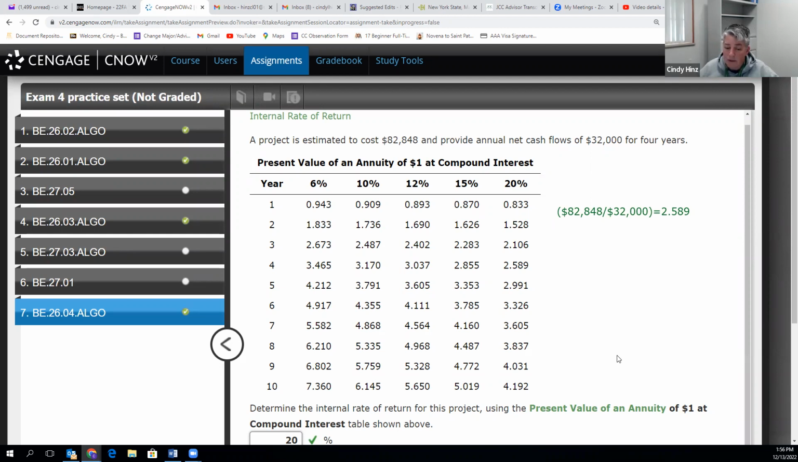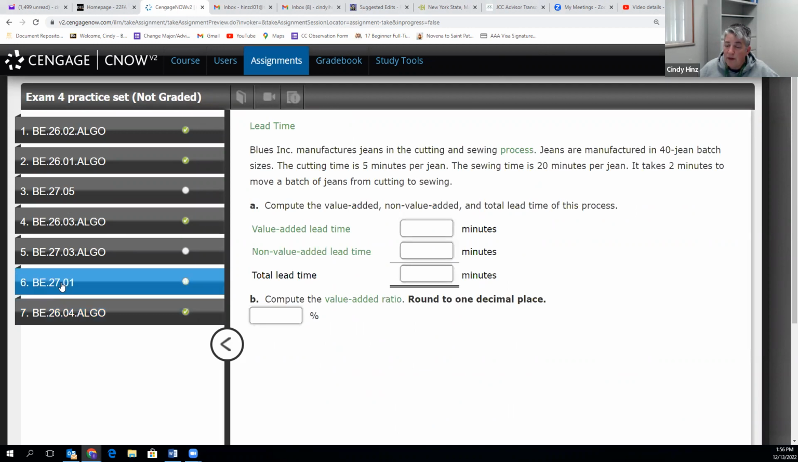We just have a couple exercises related to chapter 27 on lean manufacturing. So let's do these in order, as long as we're jumping around anyway. We'll go to, from chapter 27, brief exercise number 1. This one is not algorithmically generated, so anyone watching this video should have the same numbers in your problem that I have in mind.